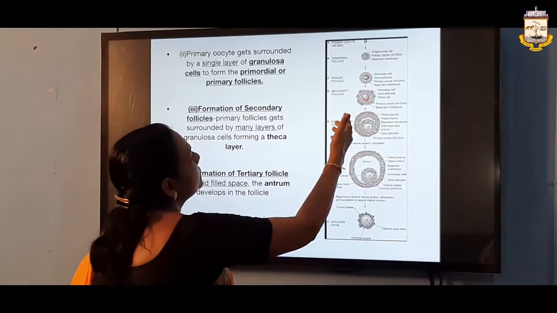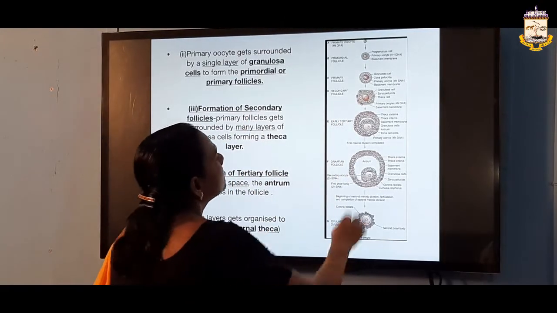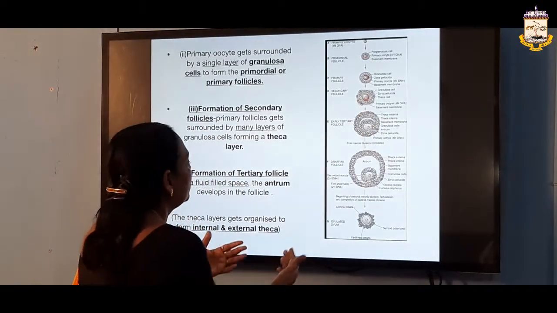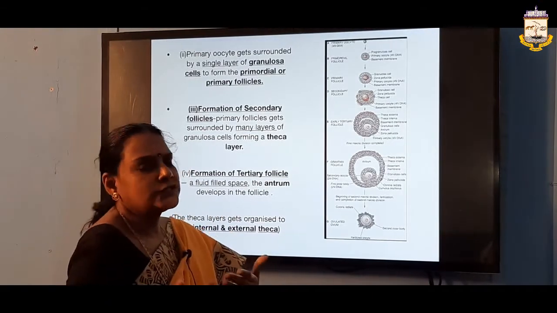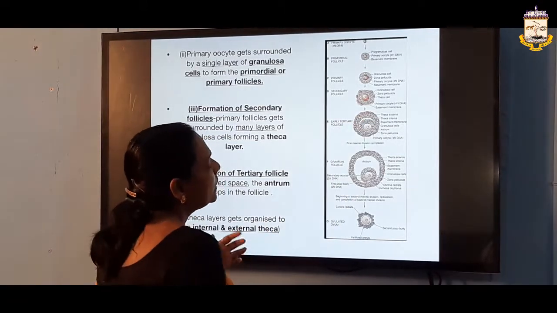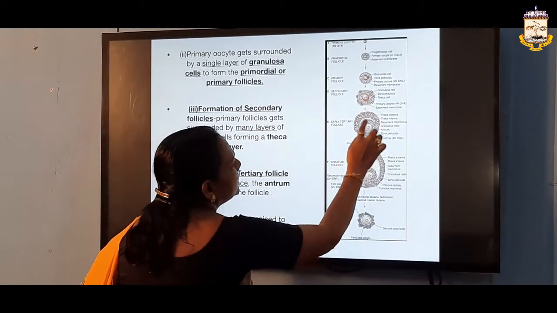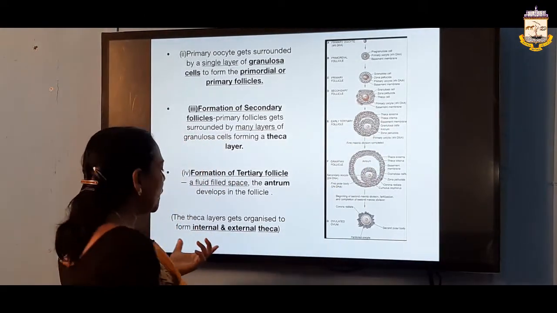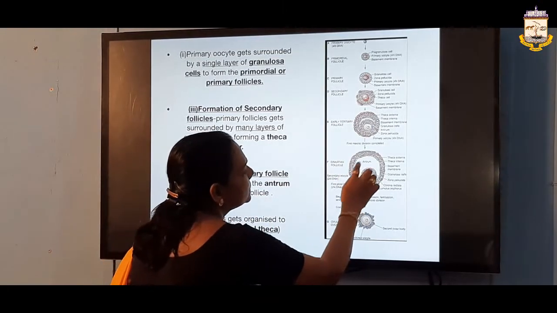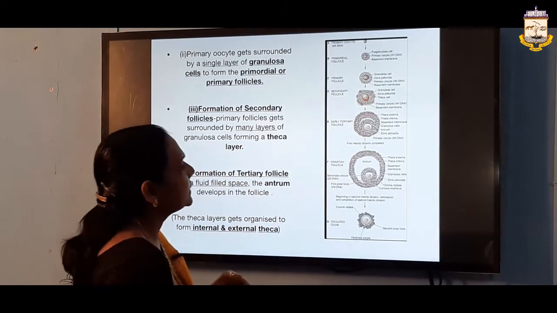After that, it enters the secondary stage. There many layers of granulosa are formed. They form the theca. Theca means the external layer. Now again it enters a further stage, and eventually it becomes a tertiary follicle filled with a space, what you call the antrum. Now they have two layers, theca externa and theca interna, and inside you can see the membranes present here. The theca gets organized and forms the internal theca, and inside you can see the antrum, a fluid-filled structure, and here you can see the secondary oocyte present inside.